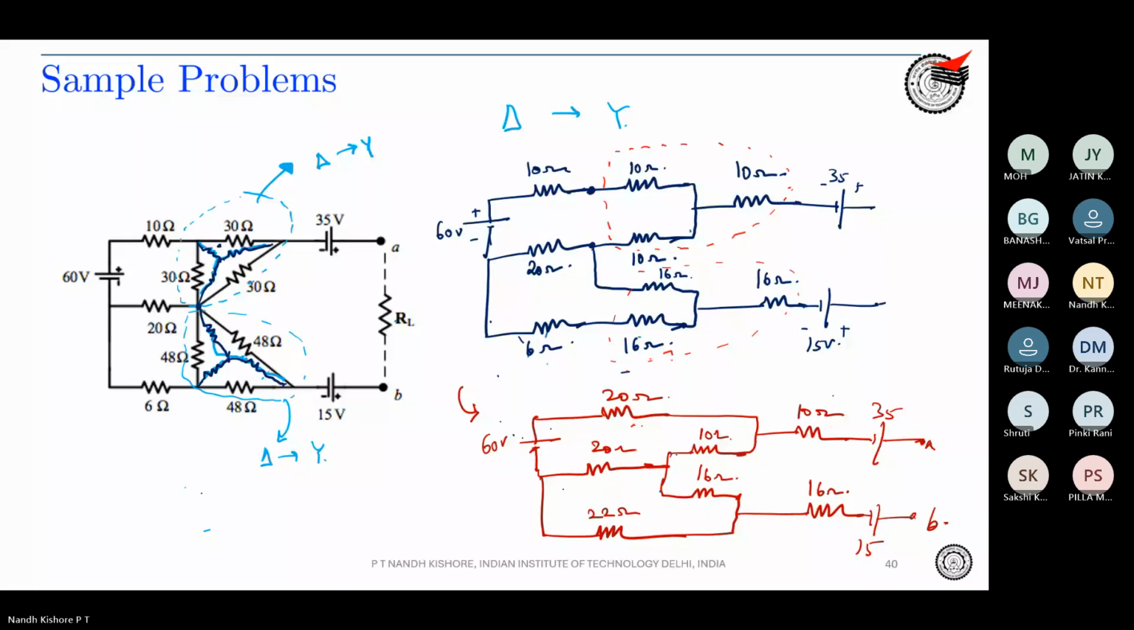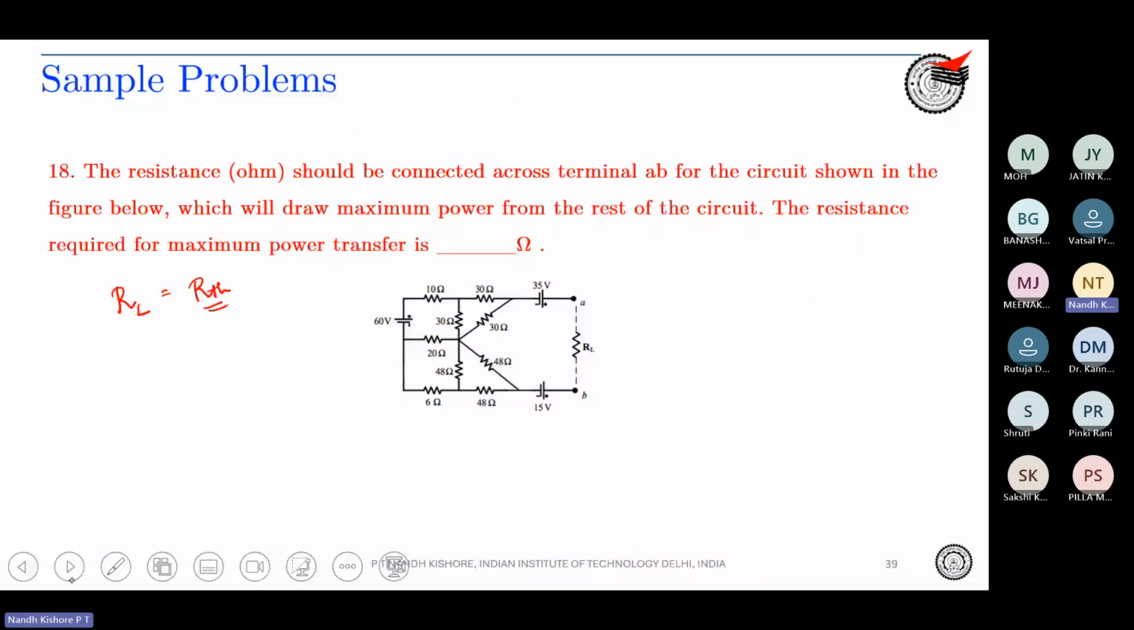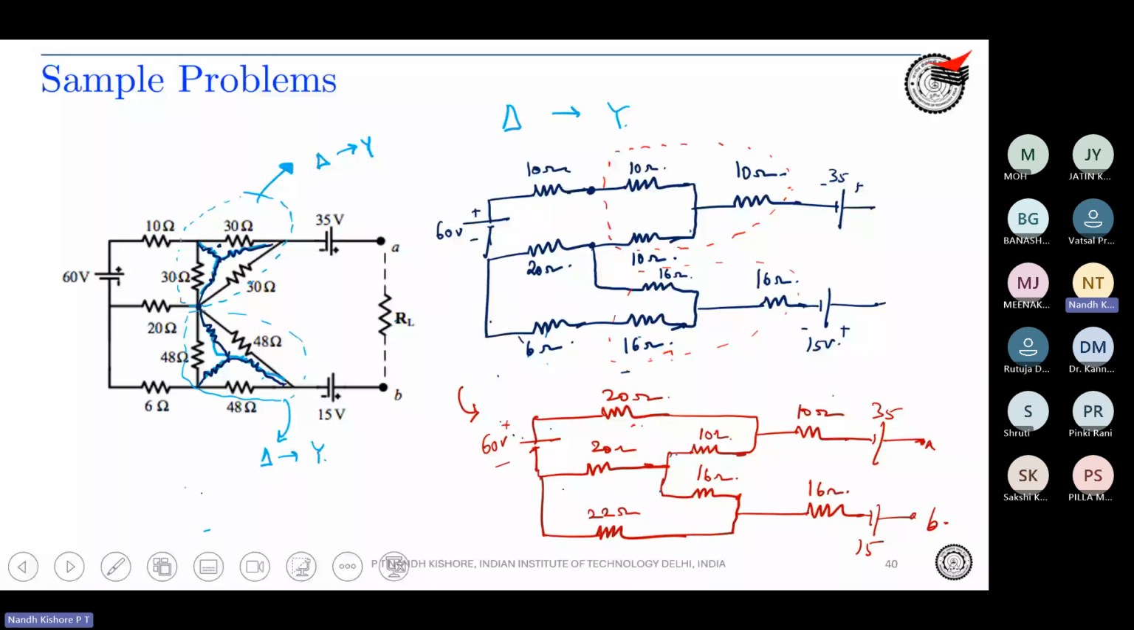Okay. So now we will go ahead with the problem. There was a reason I didn't remove this 60 volts. Now the question is, what is the Thevenin equivalent resistance? To find the Thevenin equivalent resistance, we short the independent voltage sources. So 60 volts is gone out of the picture now, right?